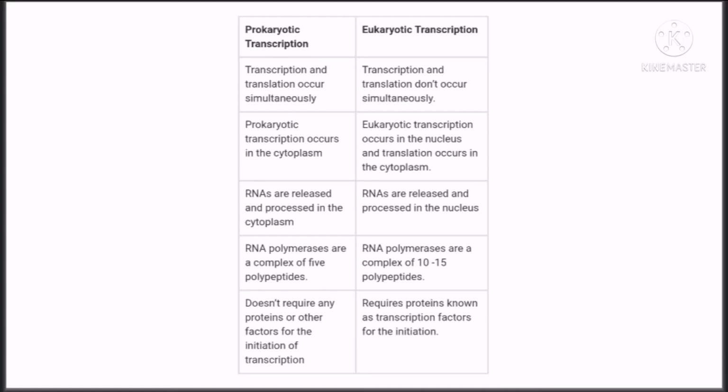While in eukaryotic transcription, transcription and translation don't occur simultaneously. Eukaryotic transcription occurs in the nucleus and translation occurs in the cytoplasm. RNAs are released and processed in the nucleus in eukaryotic transcription. Also, RNA polymerases are a complex of 10 to 15 polypeptides, and it requires proteins known as transcription factors for the initiation. So let's define these to be more clear.